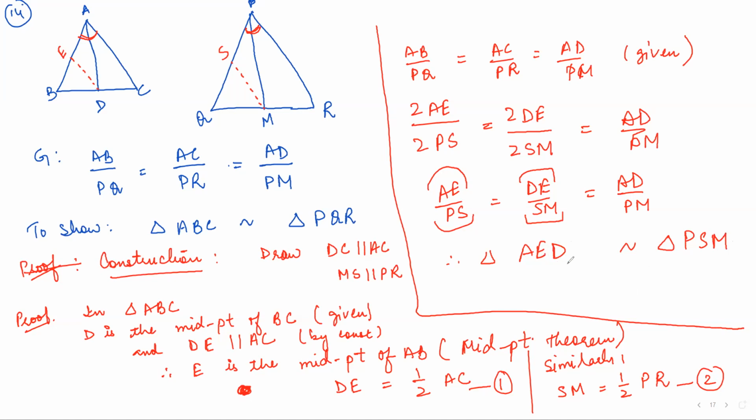So triangle AED. Now look at triangle AED in the figure, which is this one, right? Yes, ma'am. And PSM is this one. So we have shown that these two triangles are similar. All right. Now, because the triangles are similar, therefore this angle will be equal to this angle.